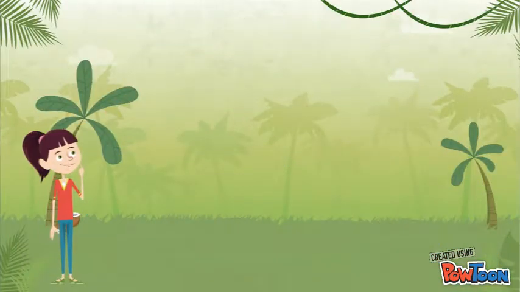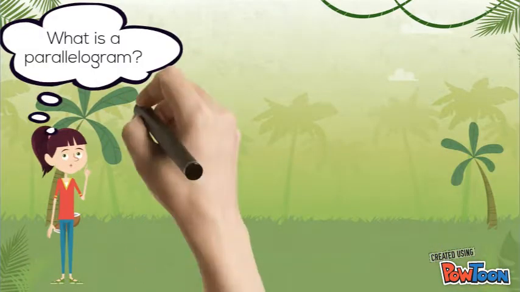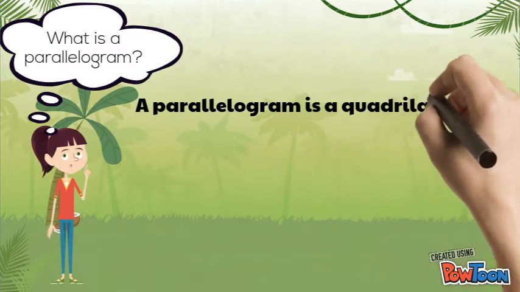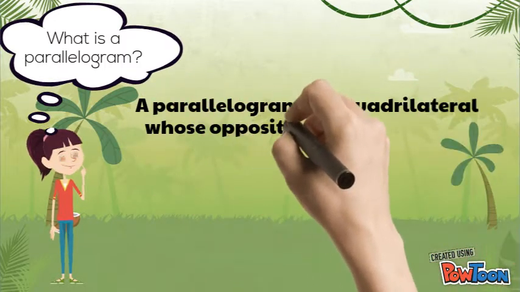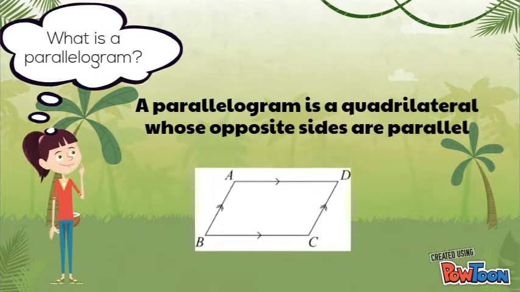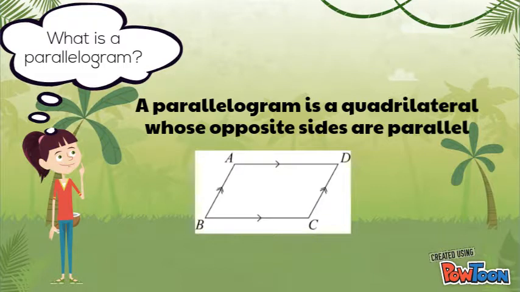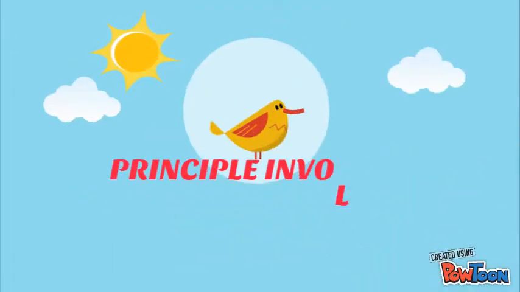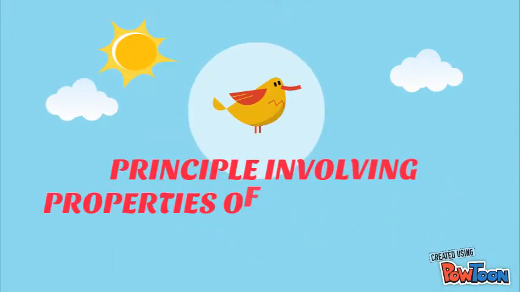What is a parallelogram? A parallelogram is a quadrilateral whose opposite sides are parallel. Principles involving properties of a parallelogram.